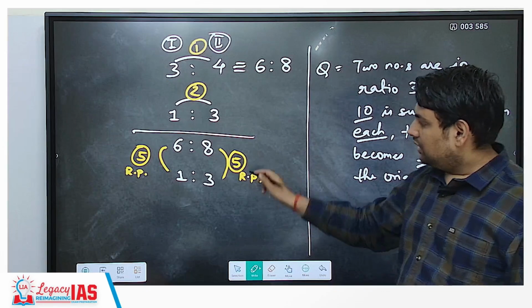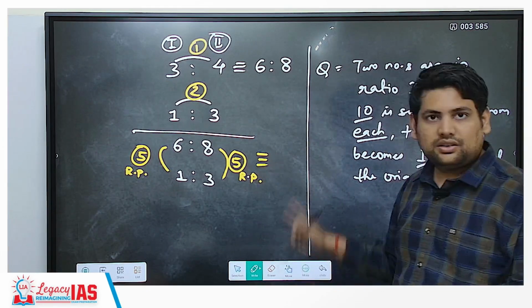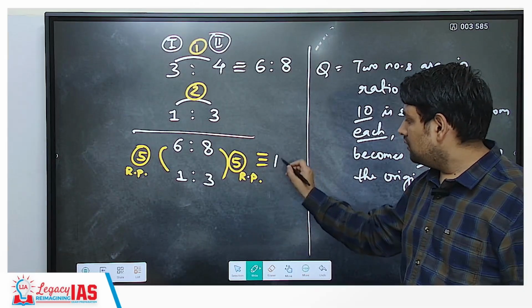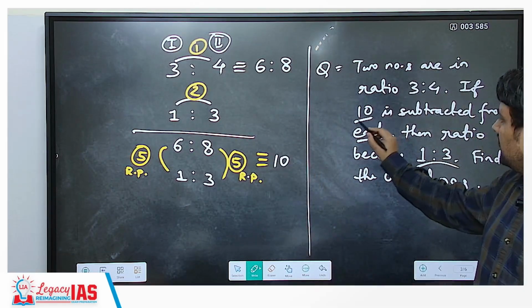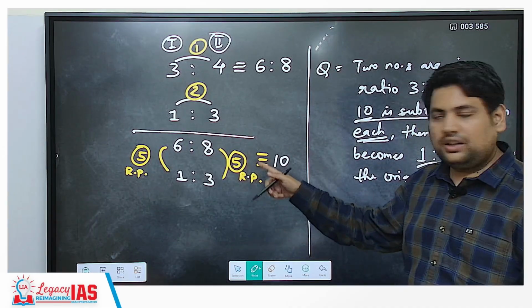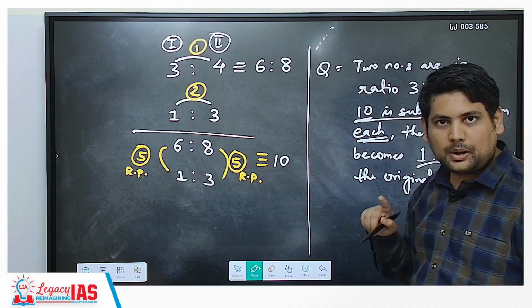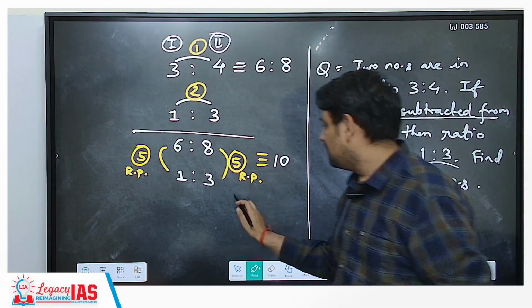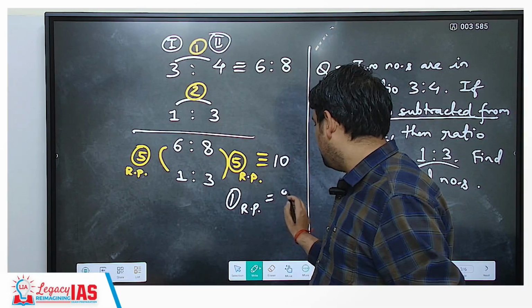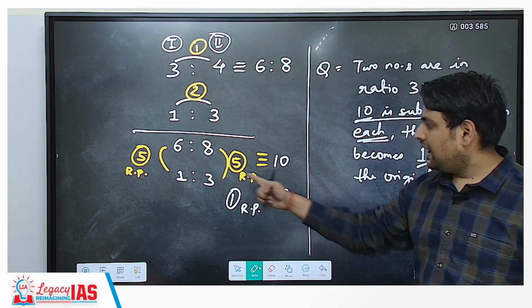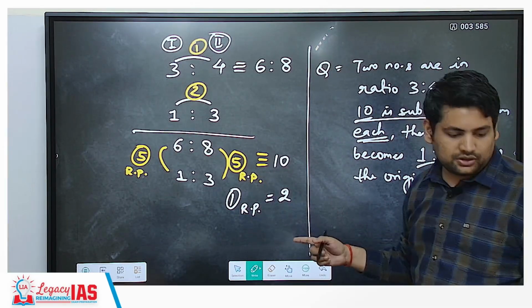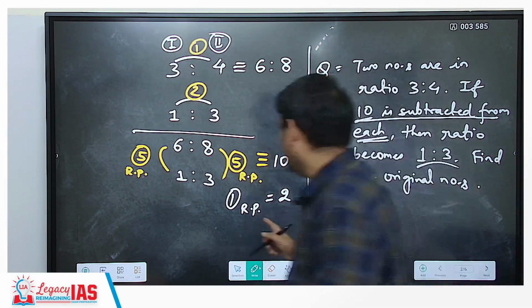Now, according to the question, this 5 ratio point is equivalent to what? This is equivalent to 10. Correct? It is written 10 is subtracted from each. That means 5 ratio point difference is equivalent to 10. Then it becomes simple. So then you get that 1 ratio point will be equal to 2. If 5 ratio point is 10, then 1 ratio point is 2. If 1 ratio point is 2, then you need to find the numbers.